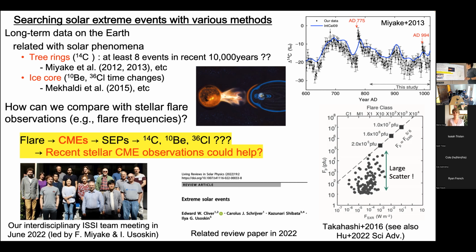But possibly events larger than Carrington can occur once, at least 8 events in the recent 10,000 years. But how can we compare with superflare observations? So our observation is rare. The brightness increase on the surface of the star, but these measurements are on the Earth, and there are some gaps. So when a coronal mass ejection occurred, in the coronal mass ejections, particles are accelerated in shocks or in a plasma, and then particles penetrate into the Earth, and then the carbon-14 amount will increase.